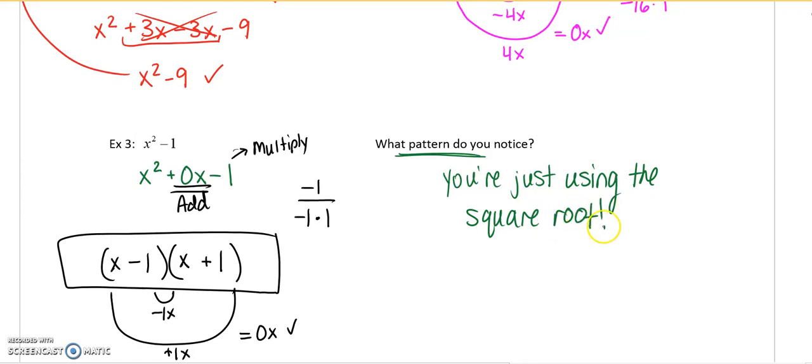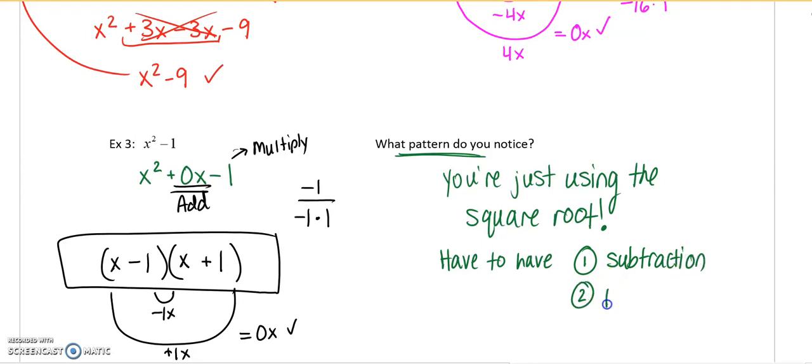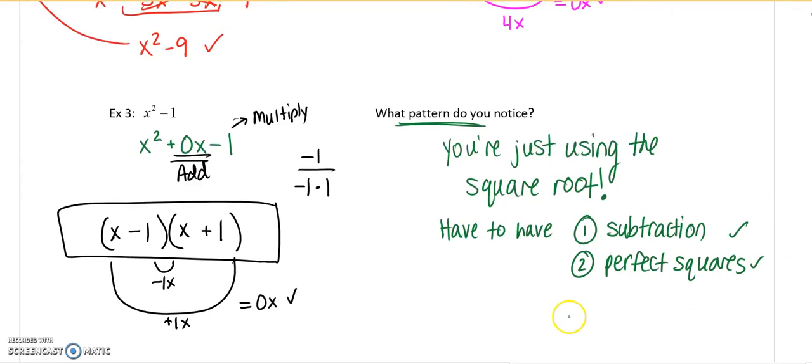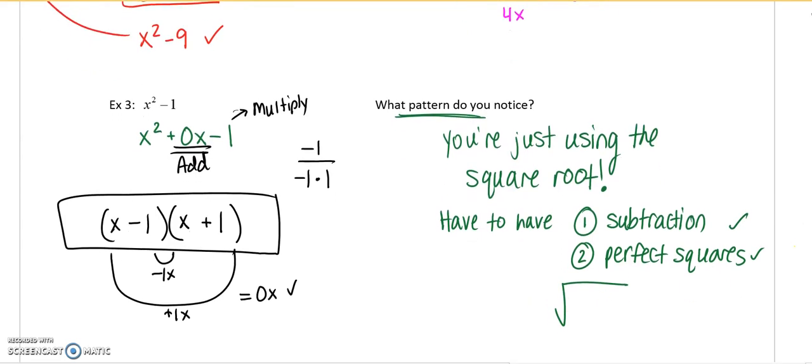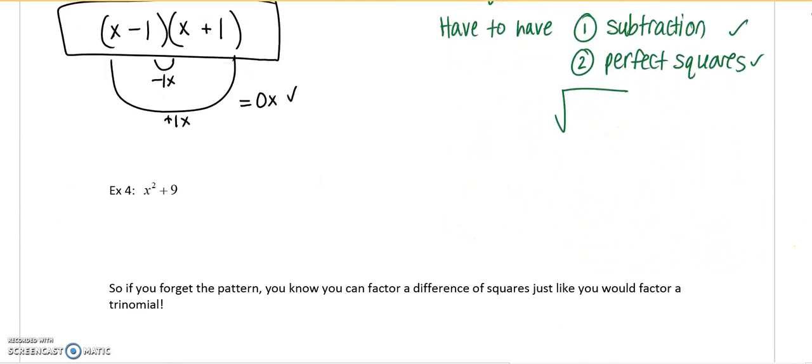So if you notice right off the bat that it's a difference of squares, remember that means you have to have a difference, which means subtraction, and you have to have perfect squares. If you notice that both of those check off, then you can just use your square root to help you factor. Alright, so let's try it that way.